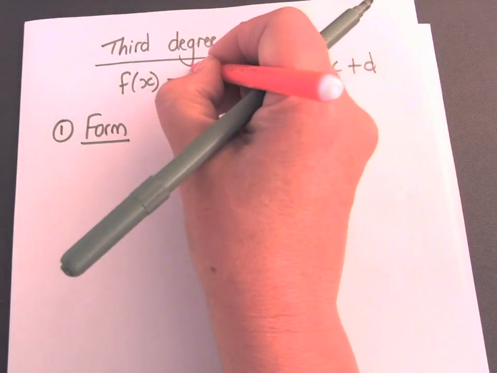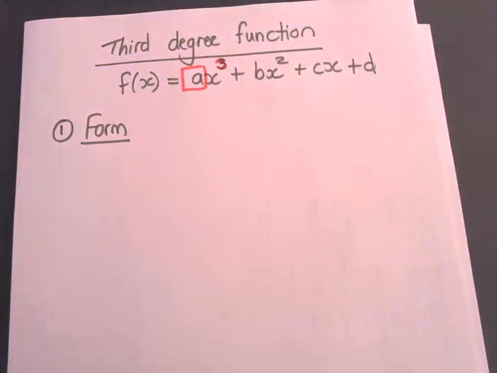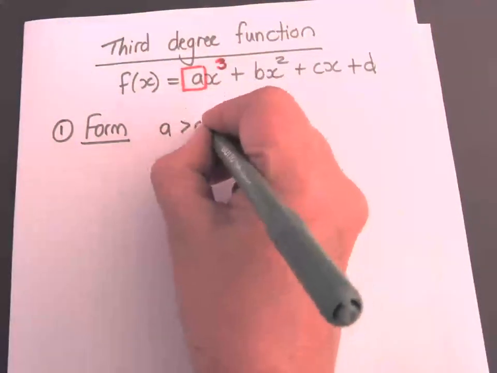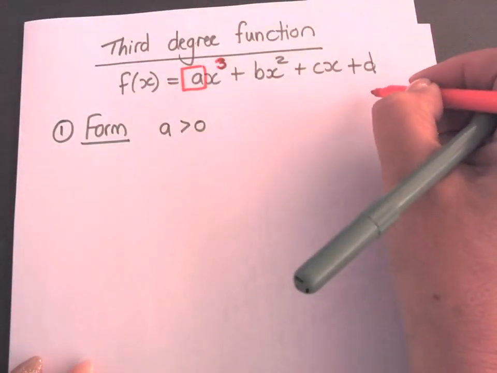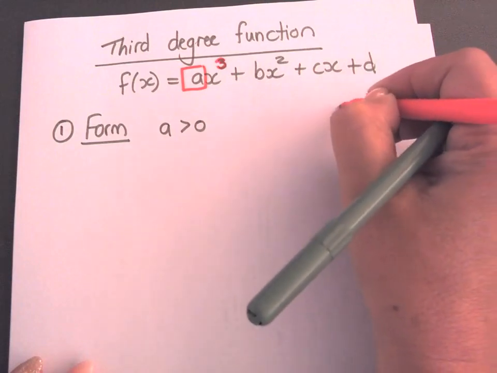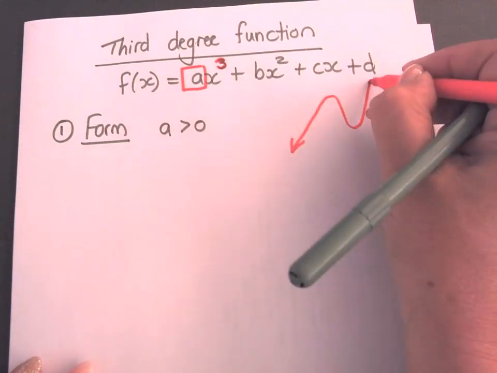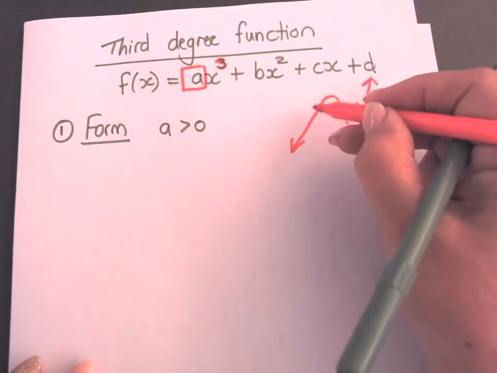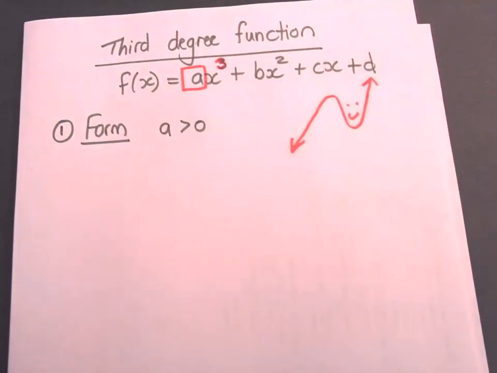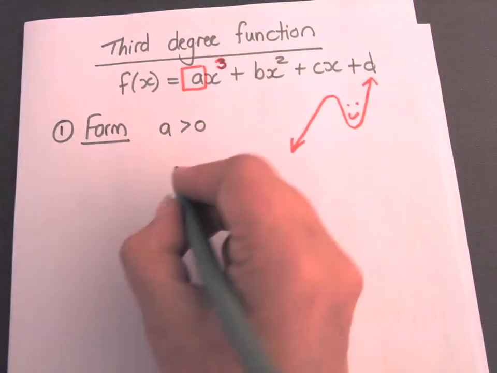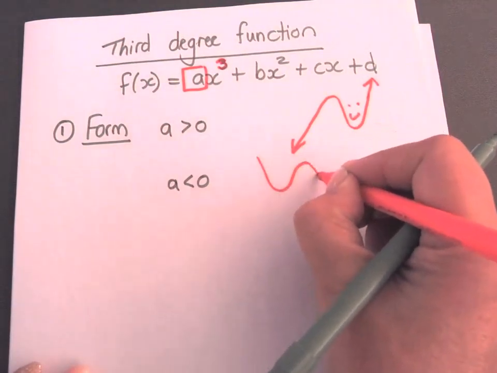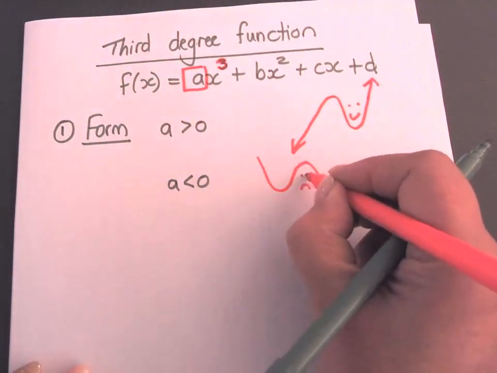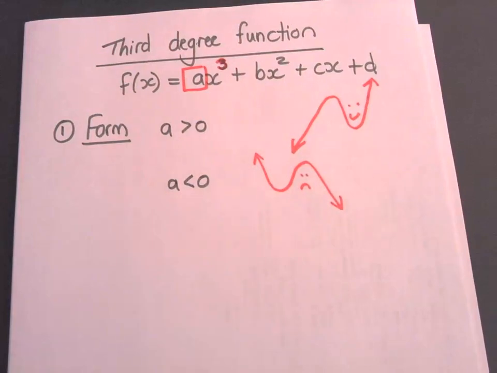For the form, you look at the value of A. If A is positive, then the graph looks like this. You start at the back. It's a smiley face, and then it goes down. So it's rise and smile for positive. If the form is negative, so if A is negative, then it is down and frown. Then it looks like that.